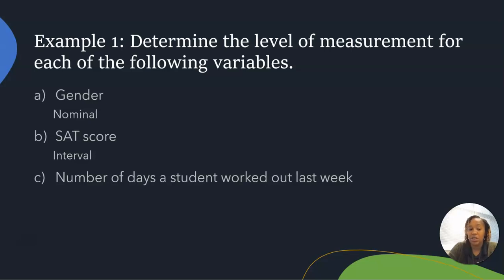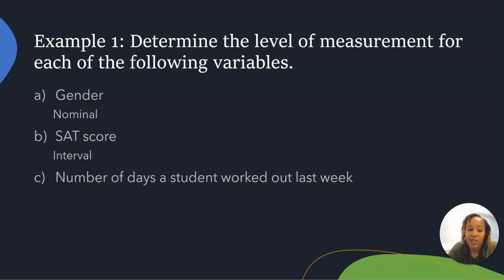So is that strictly just putting it in the categories? If it was strictly just put in the categories, it would be ordinal, right? So then you want to ask yourself, when you subtract those numbers, do they mean anything? If one student studied 5 days and one student studied 2 days, if I subtracted those, you would get 3. That means something. That means one student studied 3 days more, one student studied 3 days less, okay? So that takes it into the next level of interval, all right?